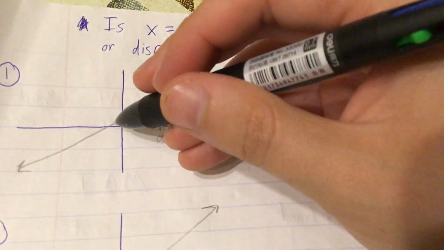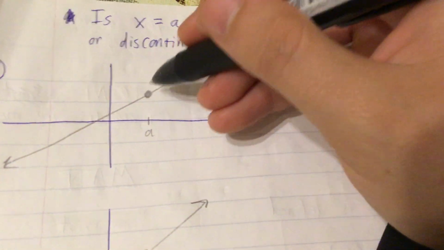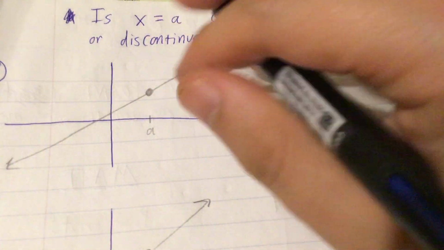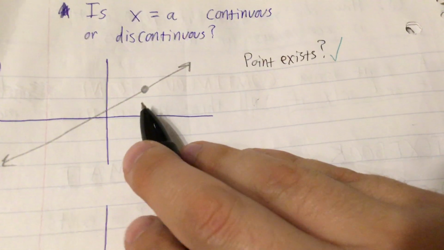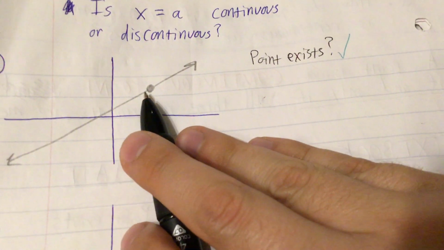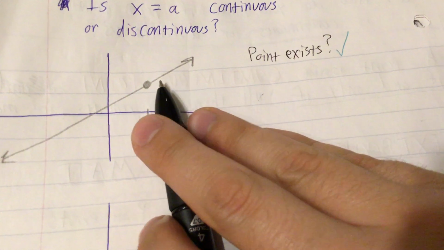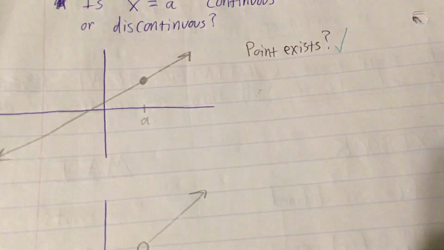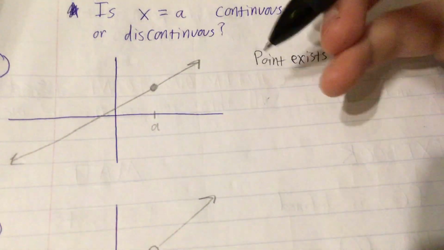If I approach x equals a from the left side and the right side, do they meet at a certain point? Yep, from the left side it meets right there. From the right side it meets right there. So the limit does exist.